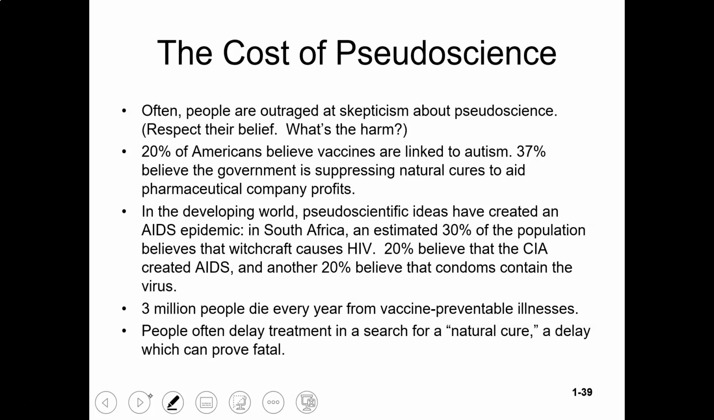Around 3 million people die every year from an illness that could have been prevented by a vaccine. We don't even have stats on the number of people that delay treatments in search of some sort of alternative medicine. So this is a serious issue now more than ever. It is important that when you, as a future medical professional, share information with other people, it is accurate and scientific, not your gut feeling, not pseudoscience.